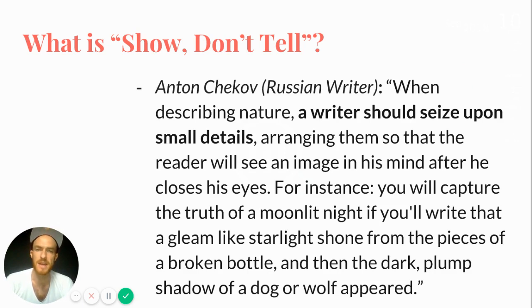He gives an example at the end that shows show don't tell in action, but let's think about this first part. First, he says a writer should seize upon small details. So this unit is called the power of details. While in our reading half we're going to look at how details help you understand a text, in the writing half we're talking about how choosing the right small details is a powerful way to get your reader to imagine the experience in his mind, right? So when it says the reader will see an image in his mind after he closes his eyes, that is the main goal of show don't tell.